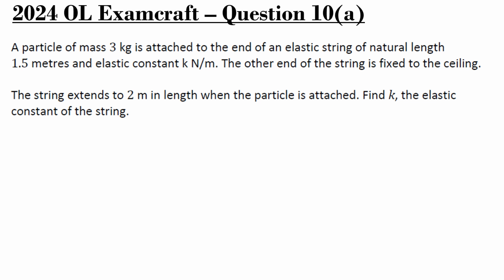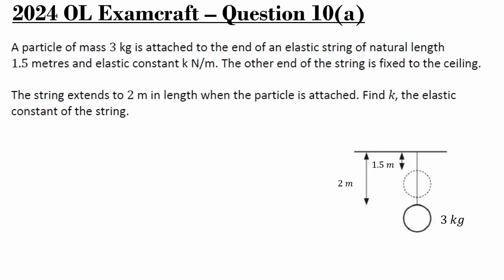This is question 10 part A from the 2024 Ordinary Level exam Craft paper. A particle of mass 3 kg is attached to the end of an elastic string of natural length 1.5 meters and elastic constant K newton per meter. The other end of the string is fixed to the ceiling. The string extends to 2 meters in length when the particle is attached. Find K, the elastic constant of the string.